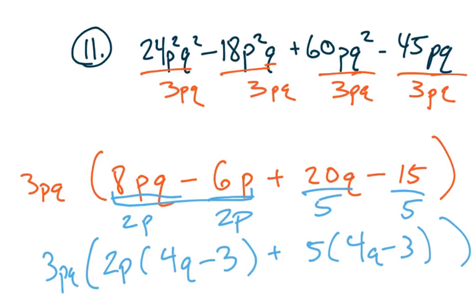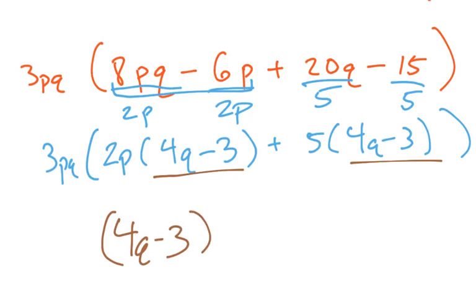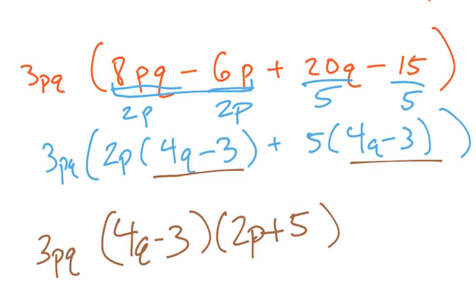I have the 3PQ on the outside. So now, I can rewrite this as, because I share a 4Q minus 3, I can put the 4Q minus 3 on the outside. And I have the 2P plus 5. And then we still have the 3PQ. Technically, this is the way we're writing it, but now that I've created a multiplication situation for everything, I don't need to write it this way. I can just drop the brackets and leave it as such. And just for good measure, I'll put the 3PQ in parentheses as well, to be clear.